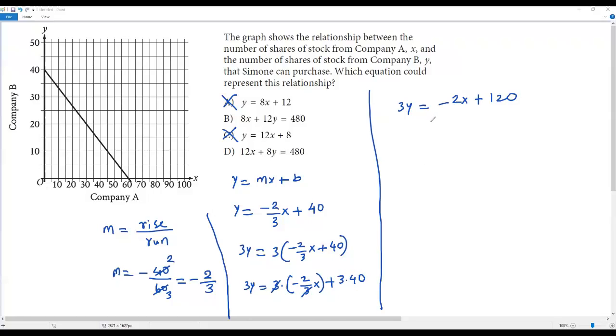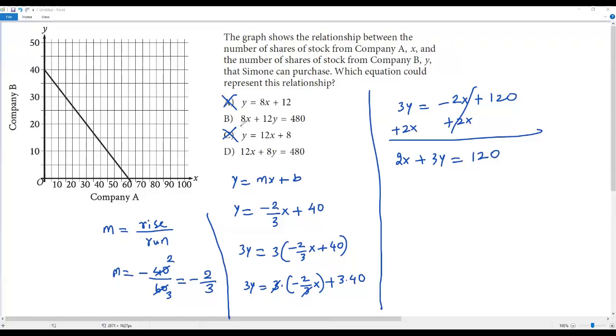Now, to get the linear equation in standard form, we must have x and y on the left side, but here we have x on the right side. To get rid of this negative 2x, I have to add 2x to both sides. When I do so, the negative 2x and positive 2x cancel out. So on the left side I have 3y plus 2x, which can be written as 2x plus 3y equals 120. Now we have the equation in standard form, but it still isn't exactly in option B or option D.